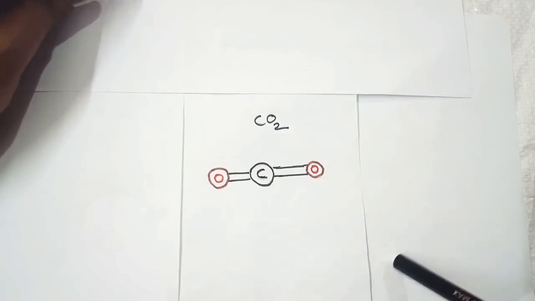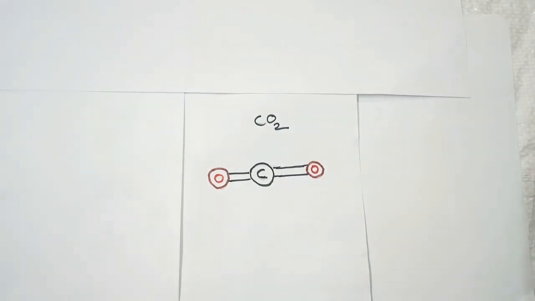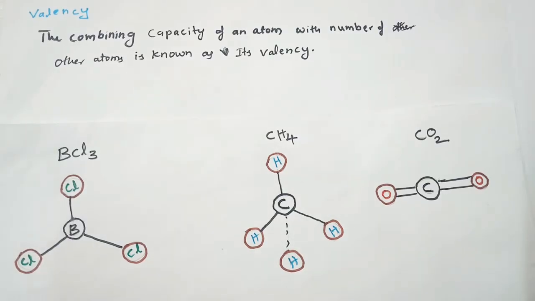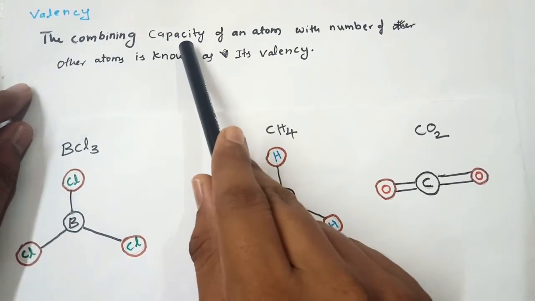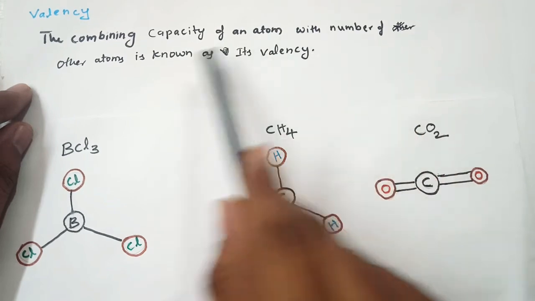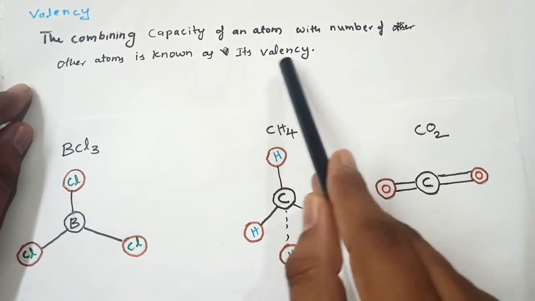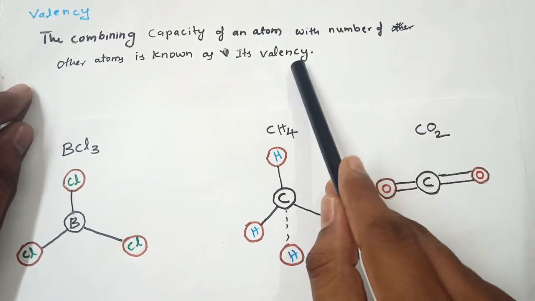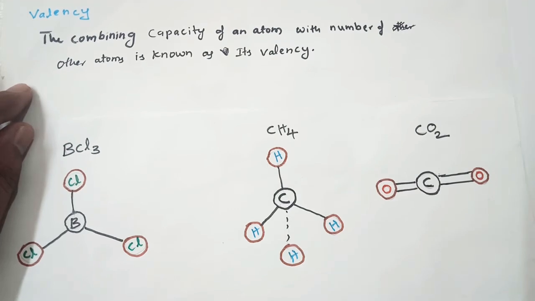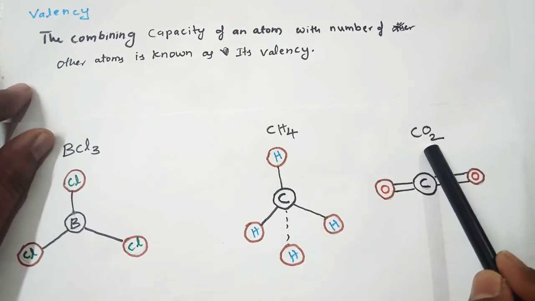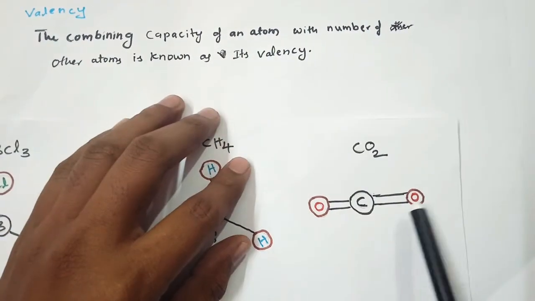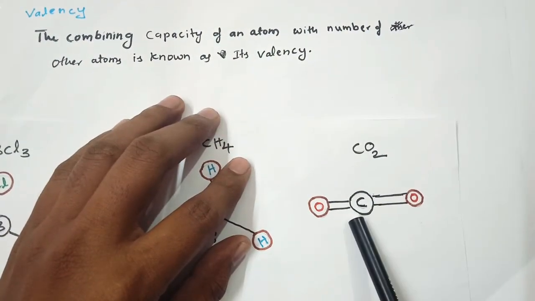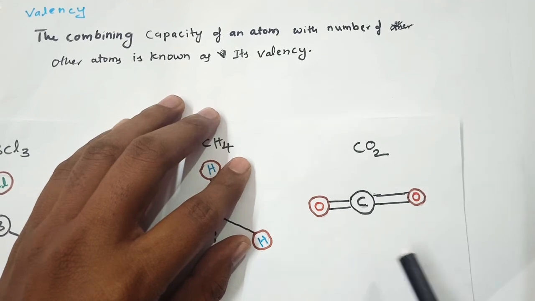But what is our definition? Earlier we have seen, in the beginning we discussed the definition, right? Valency is what? The combining capacity of an atom with a number of other atoms is known as its valency. So according to this definition, if you look at this carbon dioxide molecule, this carbon is directly attached with 2 oxygen atoms. So the carbon valency should be 2 only.